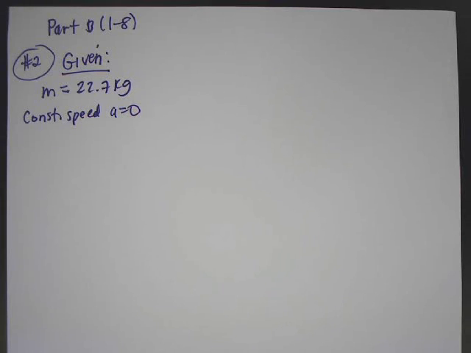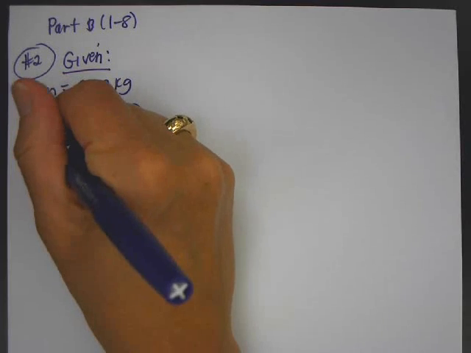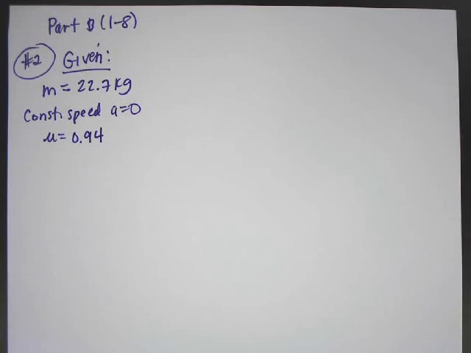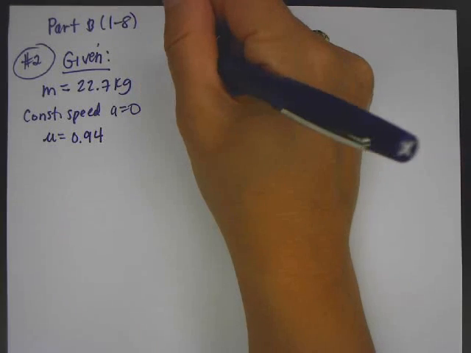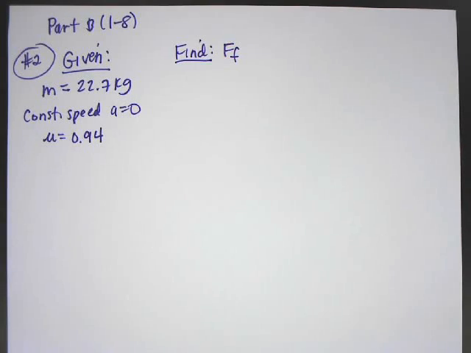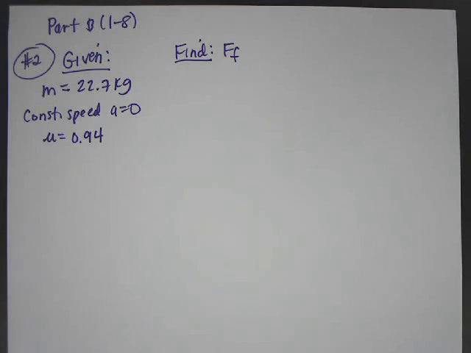The coefficient of sliding friction between the two surfaces is 0.94. So mu is 0.94. What is the force of friction? So I want to find F of F. Again, when I read the problem, I'm going to kind of chunk it. As I'm reading each little thing, I'm going to write it down. I'm not going to try and read the whole thing to the end because this way I'm writing down all the important information.